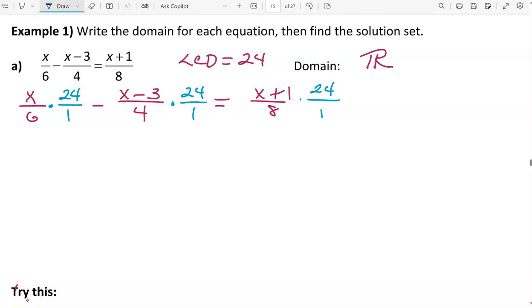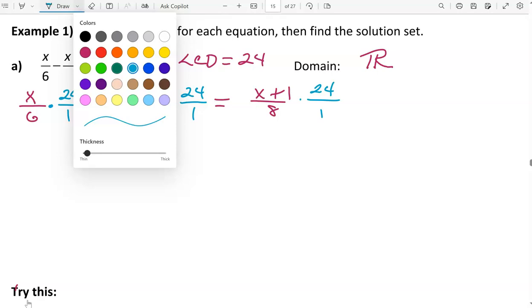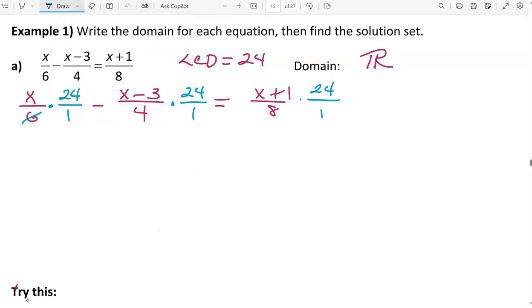Now we're going to cancel some common factors in each multiplication, and we can cancel our factors of 6, which will leave us with a factor of 4 in the first multiplication, cancel factors of 4 in the second, which will leave us with a factor of 6, but be sure to include those parentheses, and then cancel the factors of 8, which will leave us with a factor of 3, and again, we have parentheses around that binomial.